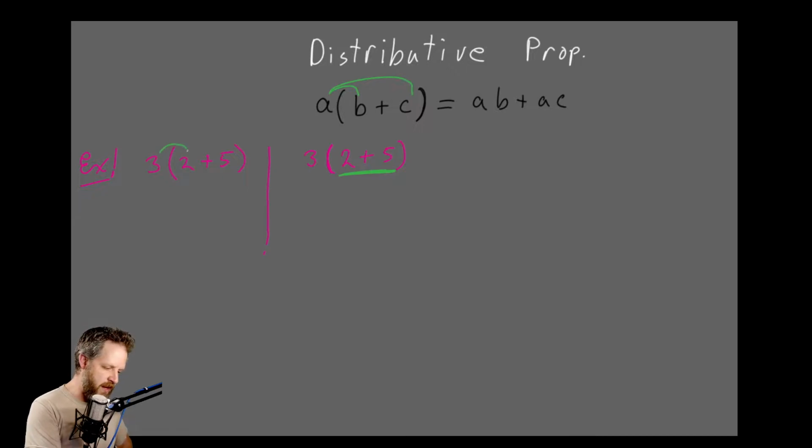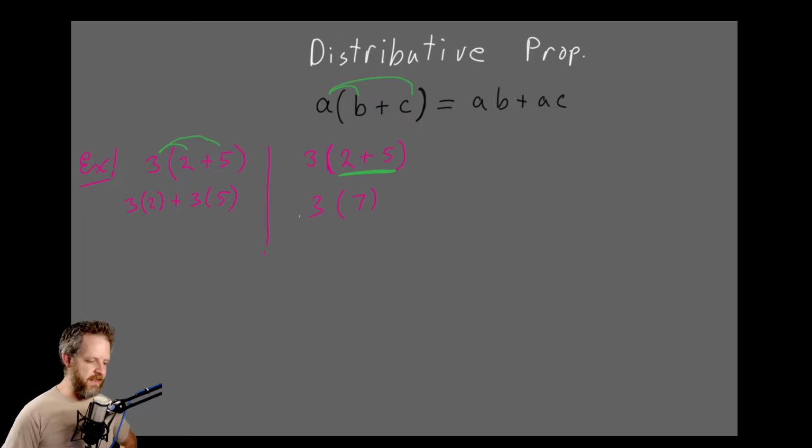This one we're going to distribute that 3. So we're going to do 3 times 2 plus 3 times 5. I'm going to write out all the steps. Over here, we're going to do the inside of the parentheses first. 2 plus 5 is 7. We're going to bring down that 3. Now, you're going to see that in this particular example, doing it with order of operations would be the easier, faster way. But again, this is to prove the point that it does work.